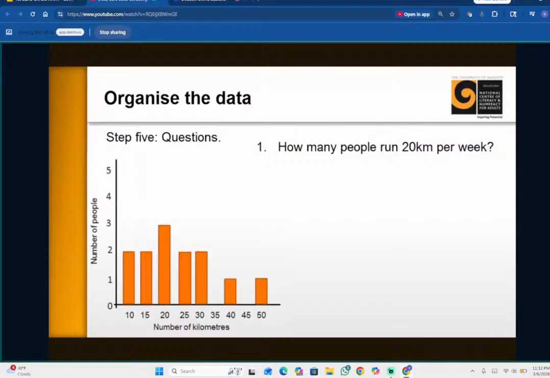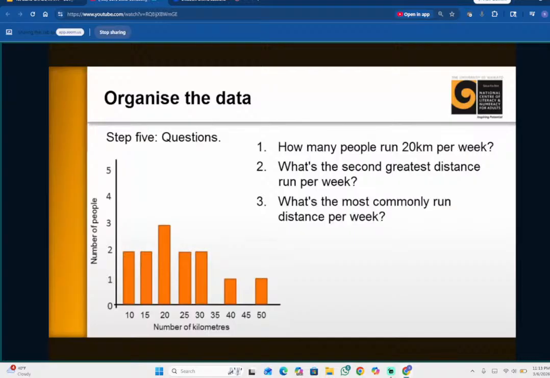So question number 1 might, for example, be, how many people run 20 kilometers per week? And they can look at the graph and see, yes, there's 3 people in this class that run 20 kilometers per week. Number 2, what's the second greatest distance run per week? Somebody runs 40 kilometers there. That's the second greatest distance. Number 3, what's the most commonly run distance per week? Again, the graph lends itself to this. We can see the largest bar there is the 20 kilometer bar, so 3 people run that.